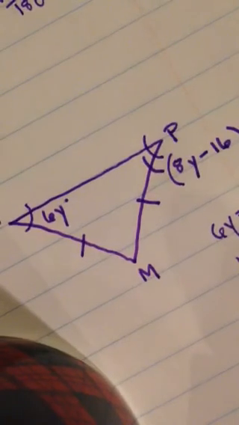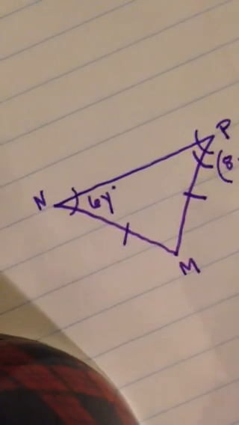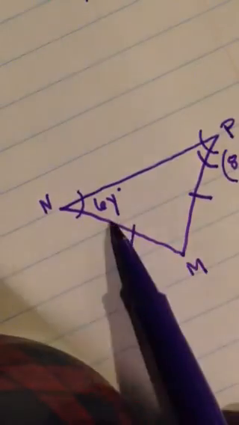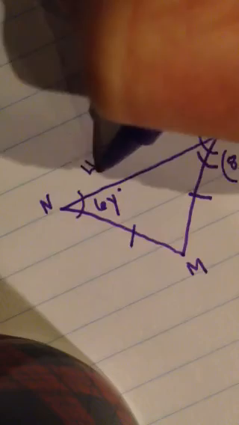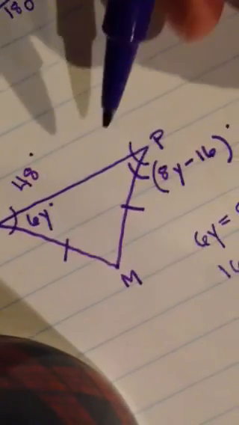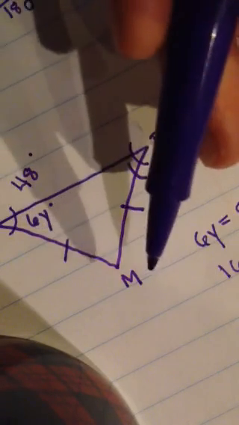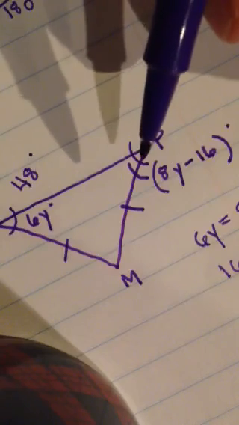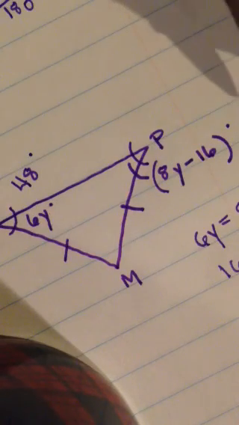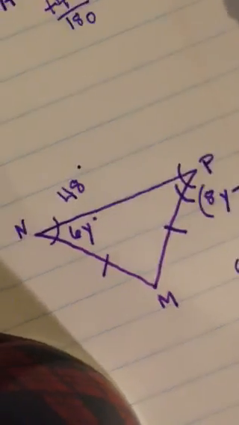Let's go back and plug in at angle N. If y equals 8, then 6 times y equals 48 degrees. Easy answer, 48 degrees. That also means this would equal 48 degrees. If you were asked to solve for m, you could simply say, what is 180 minus 48 minus 48, and we would be left with the measure of angle m as well. All right, that's the end of this video.